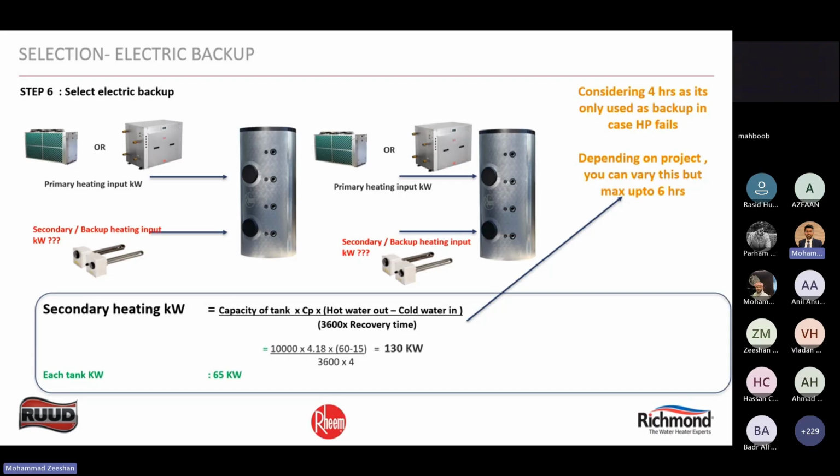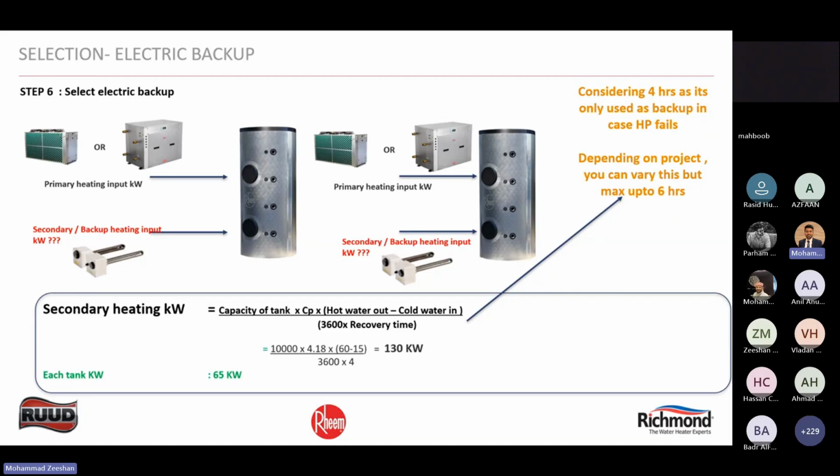So I will use this formula, which is capacity of the tank into Cp, which is specific heat of water, into hot water out minus cold water in, which is my delta T, divided by 3600 into recovery time. Whenever you're doing electric backup sizing, always size it for 4 hour recovery, because your backup only works when your heat pumps are not working.